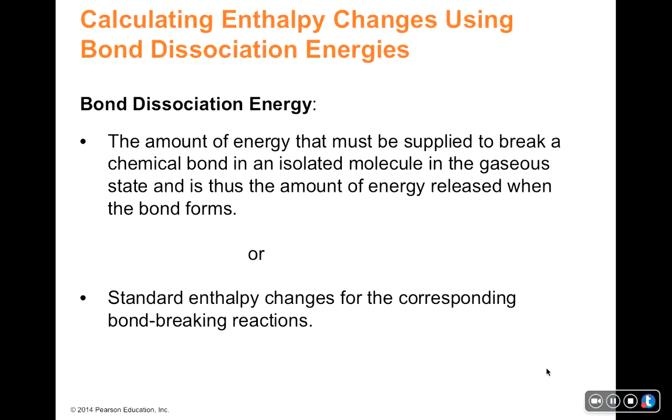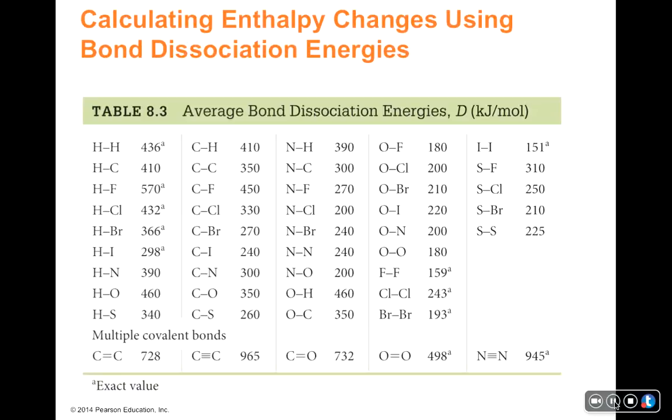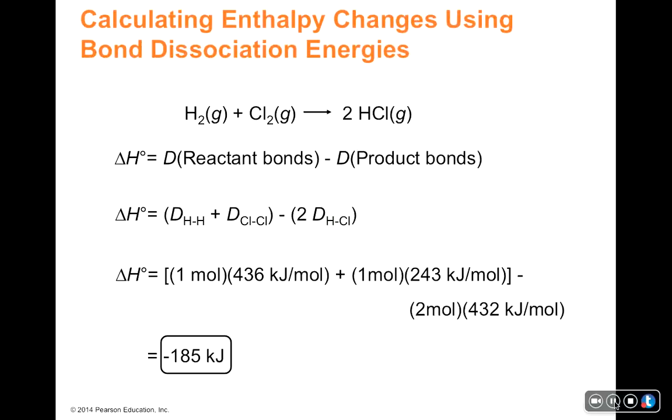Okay. A third way that we can calculate enthalpy changes is using what are known as bond dissociation energies. These are different from heats of formation. They're essentially the reverse. They're the amount of energy that you need to supply to break a bond in a molecule in the gaseous state, and thus the amount of energy that's released when the bond forms. Or they're standard enthalpy changes for the corresponding bond breaking reactions. So here's a table of bond dissociation energies, and again, you would be given these values, you just have to know how to apply them. So here's an example of how you calculate these.